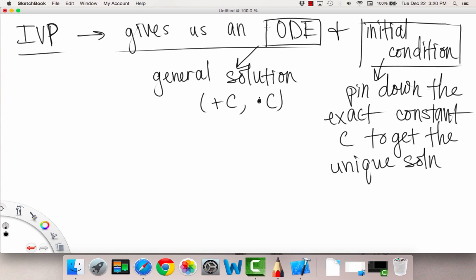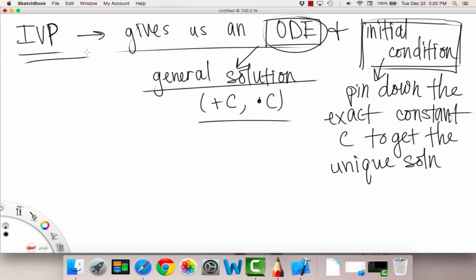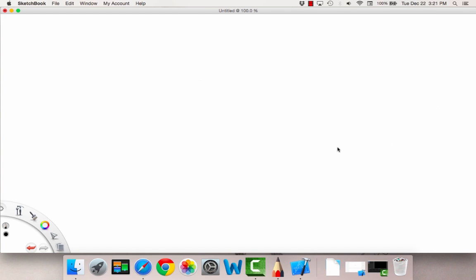We're given an ODE and an initial condition. We work with the ODE first, just to find that general solution. We just accept there's a plus C or a times C, some constant involved. Then we look back at our initial condition, and we pin down that exact constant C, and we form our unique solution. So let's do an example of this on the next slide.